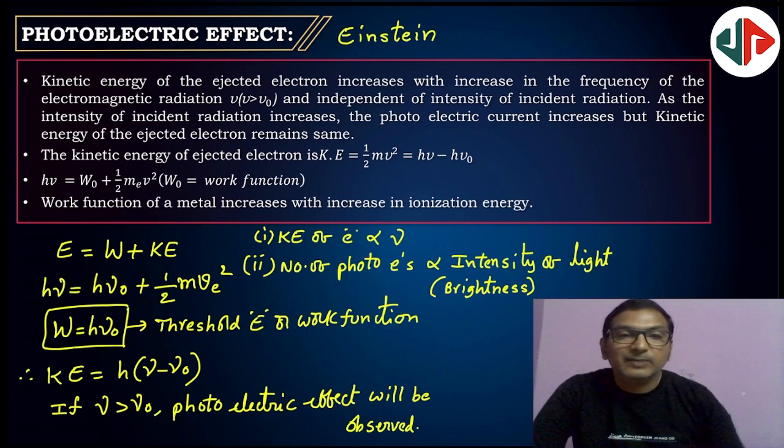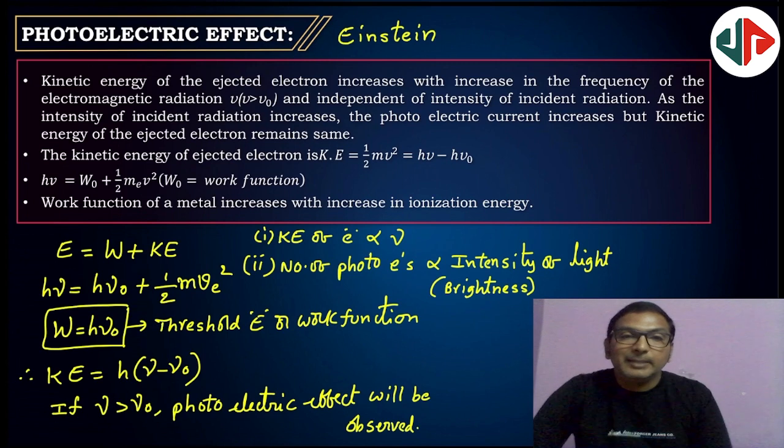Next, here work function can be taken as ionization energy or binding energy also. So W is h nu naught: work function, threshold energy, ionization energy and binding energy, similar words. Next, for a given metal, the work function is always constant. Work function is a characteristic property of a particular metal.